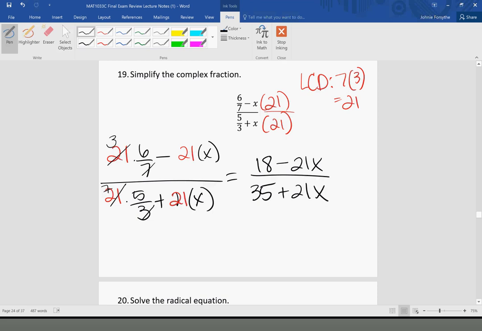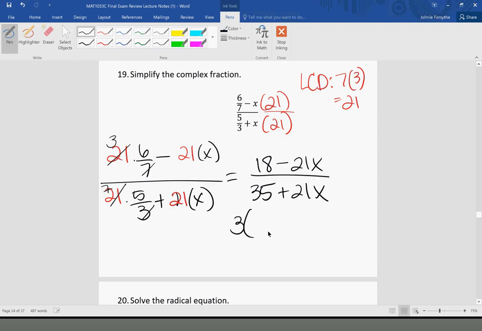And then from here, you check to see if you can factor any more. And if you could factor, which would give you factors to cancel out, you would do that. But in this case, we cannot factor this further. 18 and 21 don't have any common, well, actually, they do. They do have a common factor of 3. But it's not going to get it further.